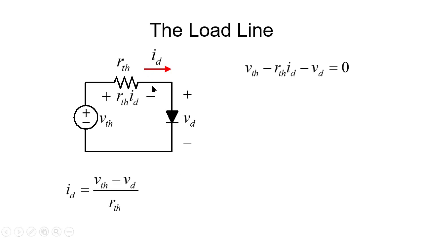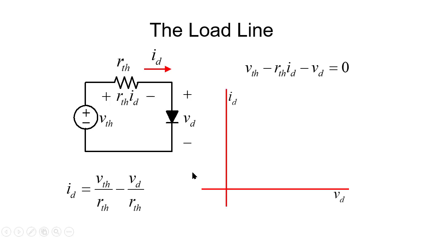The current in the diode is the current in this resistor, that is V Thevenin minus V diode divided by R Thevenin. That is the relationship between the current in the diode and the voltage in the diode as given by the linear circuit. We have not considered the diode yet, but whatever ID and VD are, they have to respect this equation. That equation on a plot of ID versus VD is a line.